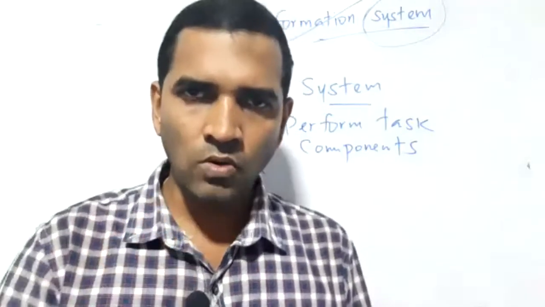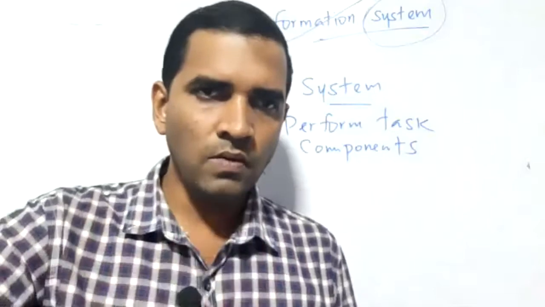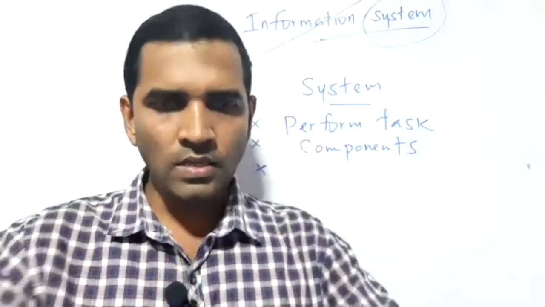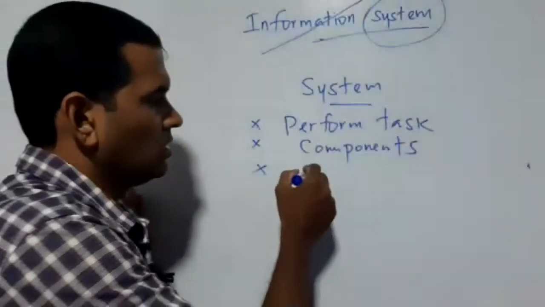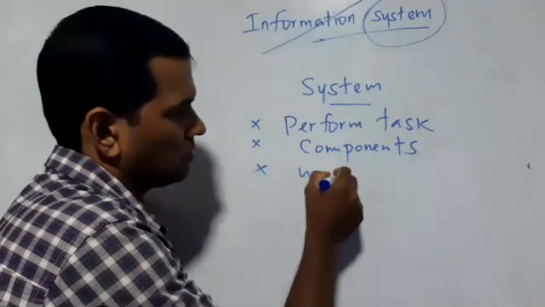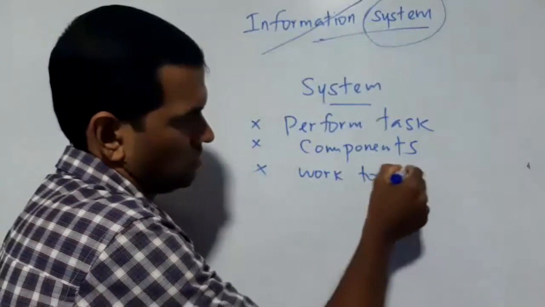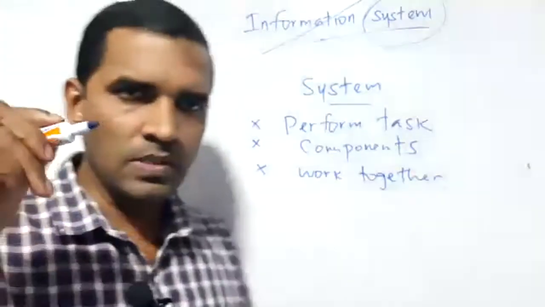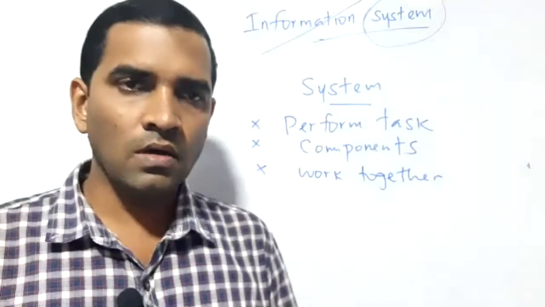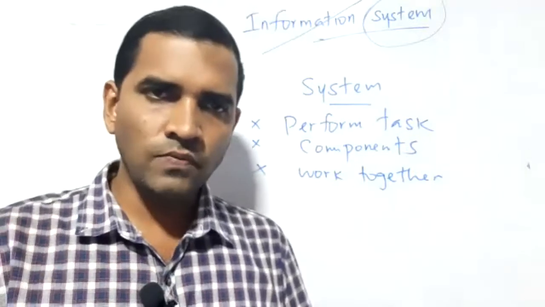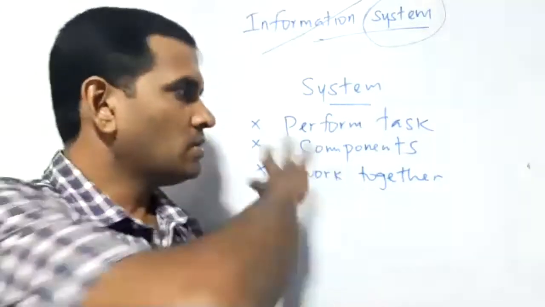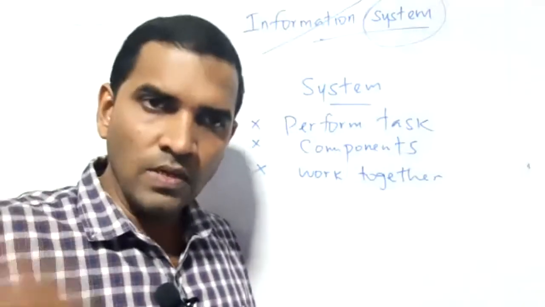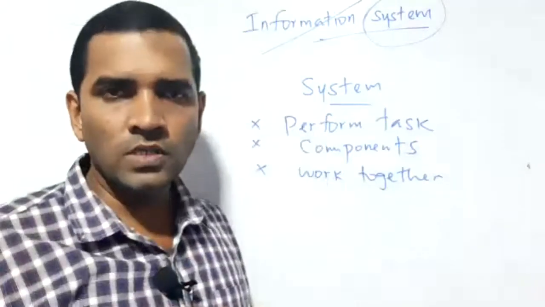At the same time, these components must work together, right? They cannot work alone. One depends on the other. So definitely these components, these parts must work together. So this is the third idea. Components work together. So remember these three things related to system. If you are asked to define the word system, try giving a definition by composing these three.